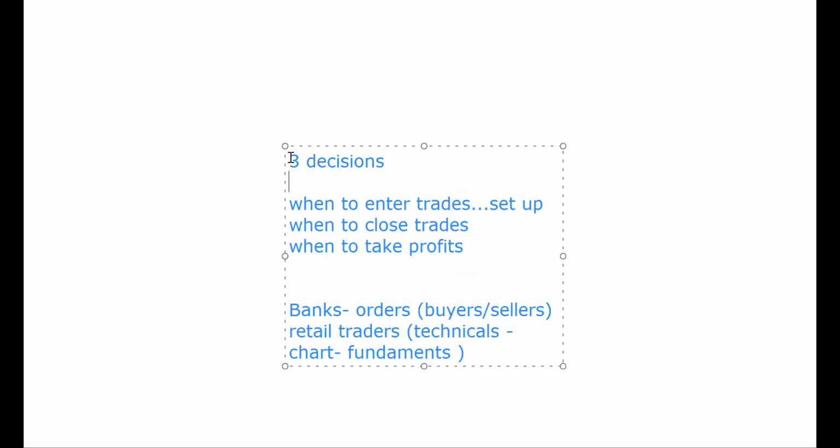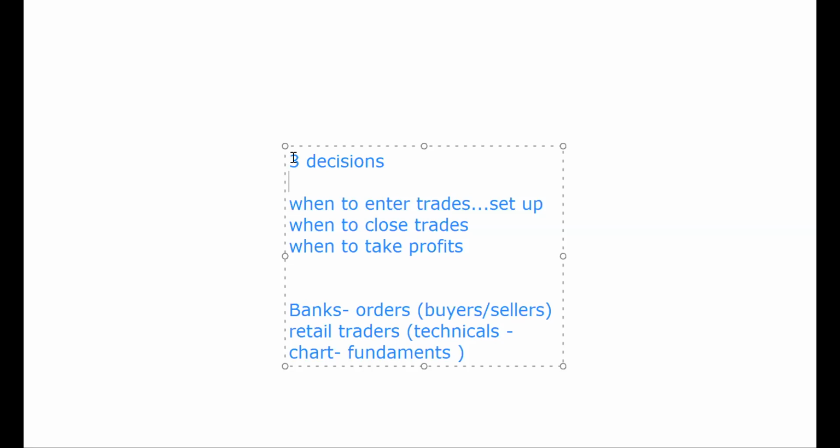That's where most retail traders close. They also close whenever the price reaches a certain level, and some people close because they panic. And when to take profits, retail traders take profits when the price reaches a level, which can be 50 pips, 30 pips, 100 pips, or 20 pips.